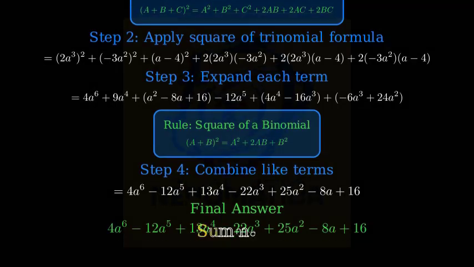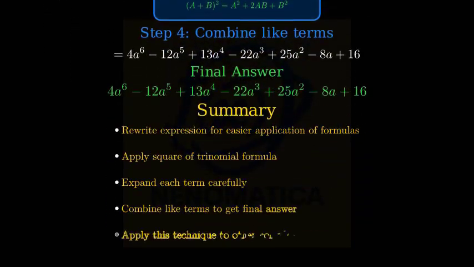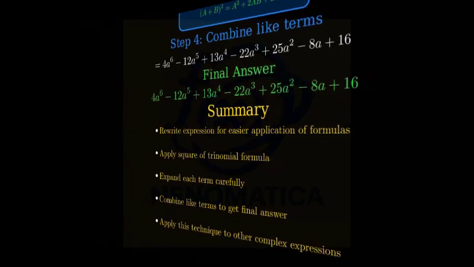Let's summarize what we've learned. First, we recognized how to rewrite our expression to make it easier to apply the square of a trinomial formula. Then, we applied the formula and expanded each term carefully. Finally, we combined like terms to get our final answer. This technique can be applied to expand other complex expressions as well.